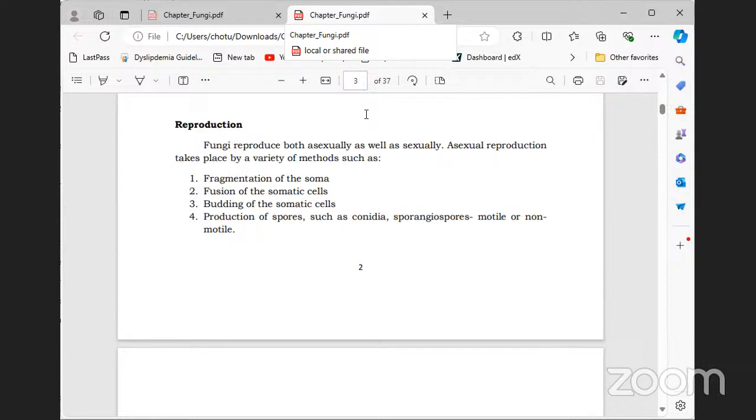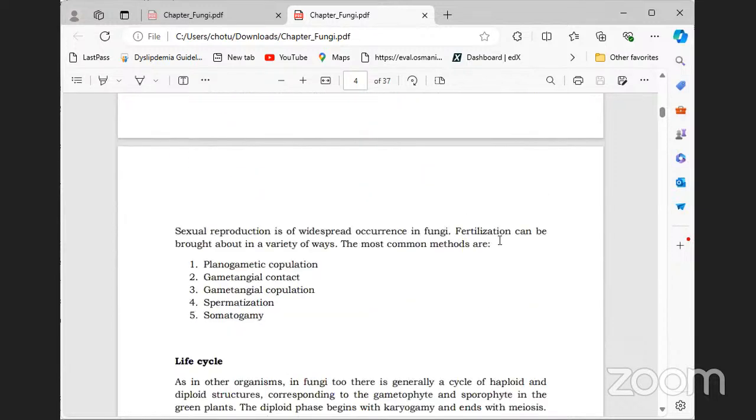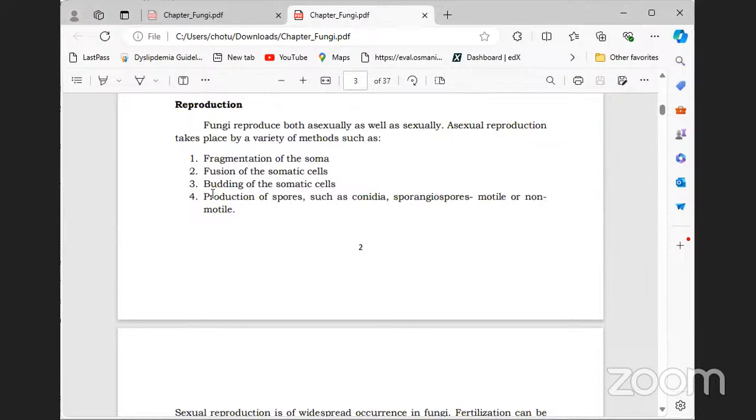Here, the main important thing is the mycota. First, fragmentation of the soma. Second asexual reproduction, fusion of somatic cells. Third type, budding of the somatic cell. Fourth type, production of spores. These spores are called conidia and sporangiospores. These conidiospores and sporangiospores may be motile or non-motile. These four you can observe as the different types of asexual reproduction.